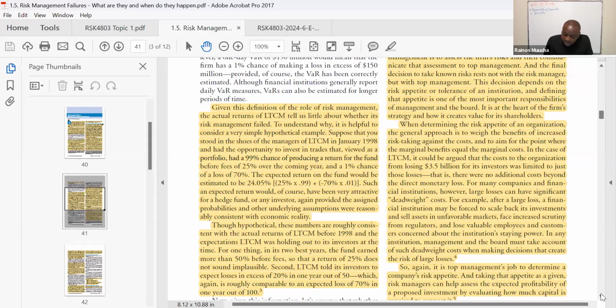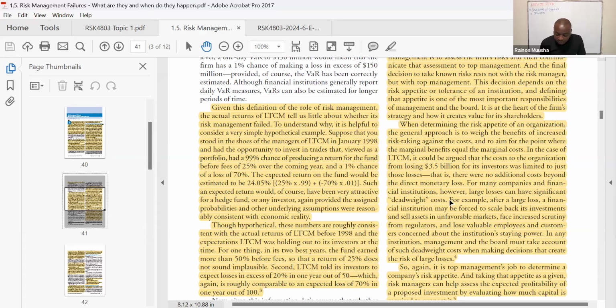So in this case, LTCM, it could be argued that the cost to the organization from losing 3.5 billion for its investors was limited to just those losses. That is, there were no additional costs beyond the direct monetary loss. For many companies and financial institutions, however, large losses can have significant deadweight loss, so deadweight costs.